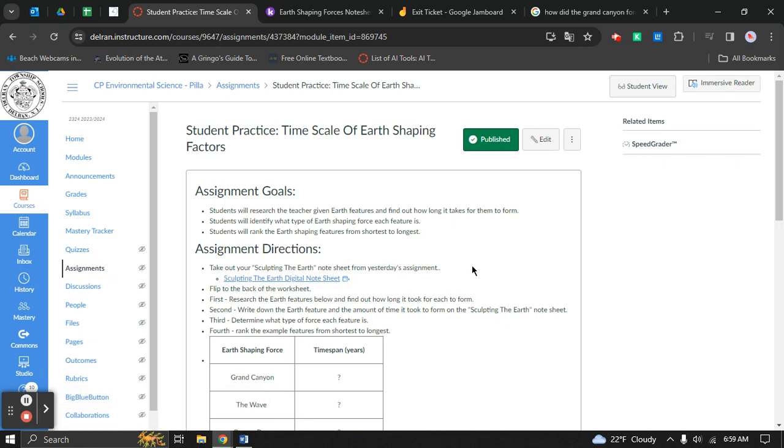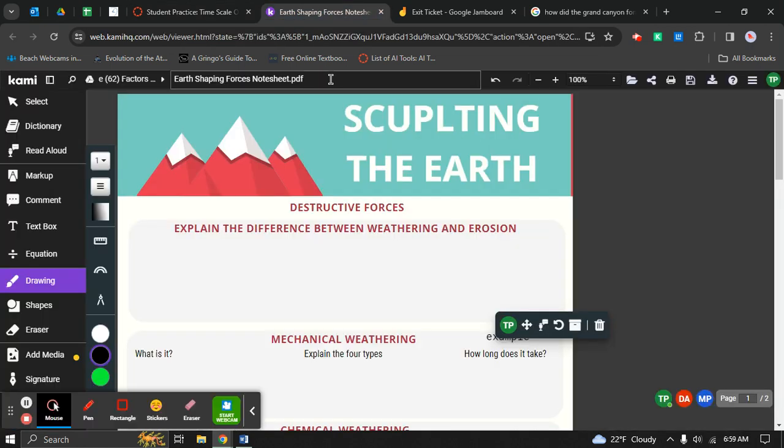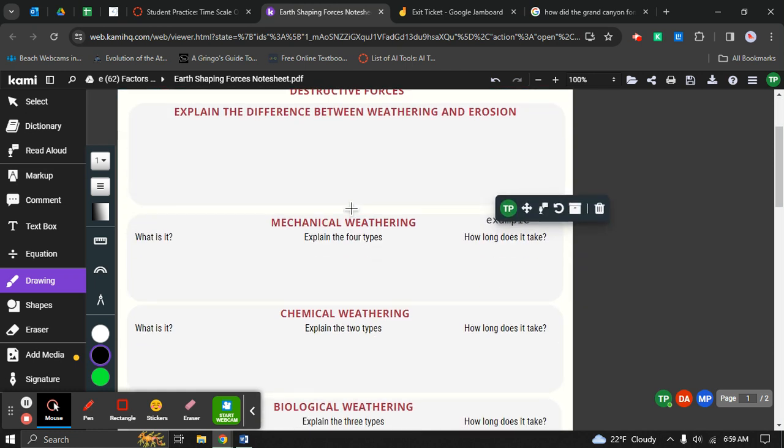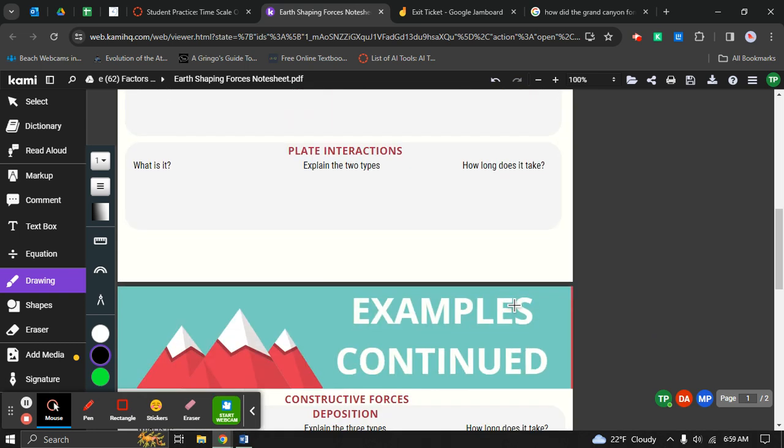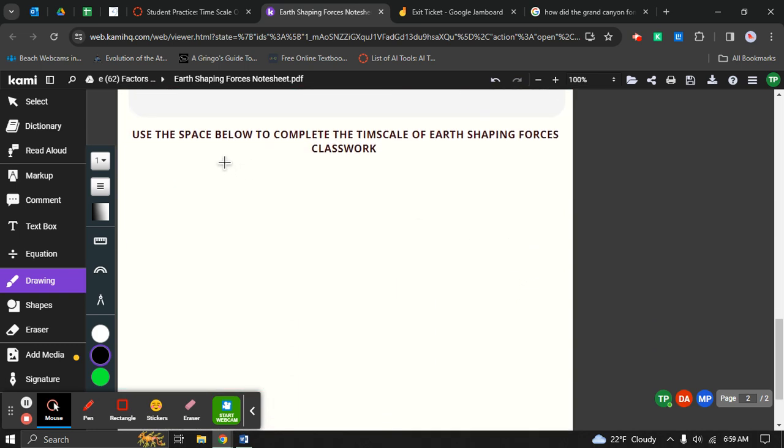This is the last assignment of this unit, and it's going to go on the back of this worksheet, this note sheet that I made you. So you probably have most of this filled out, maybe not this part, but we will get that today. The work you're doing today is going to go in this section right here.